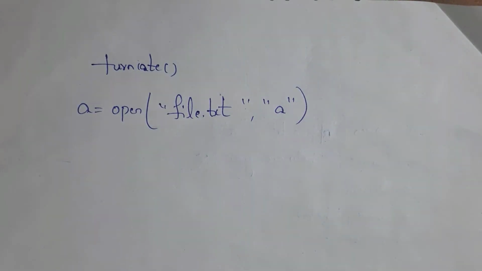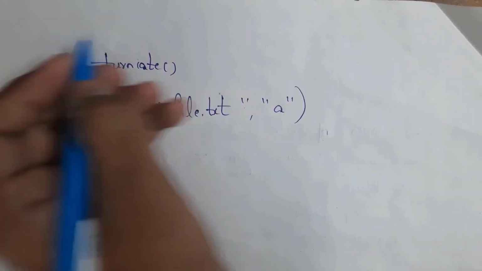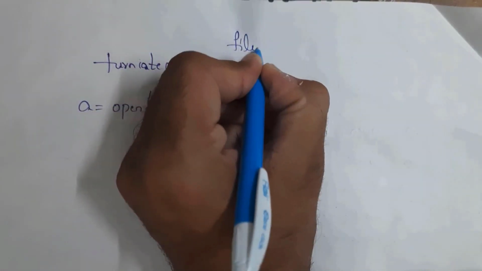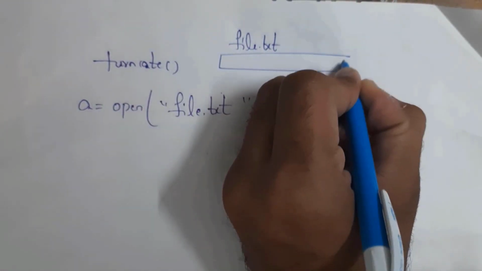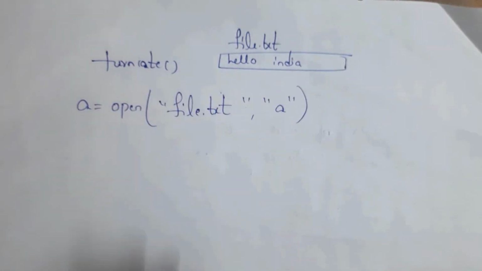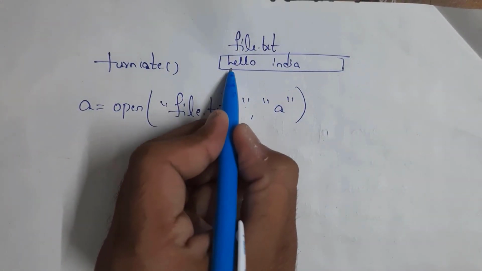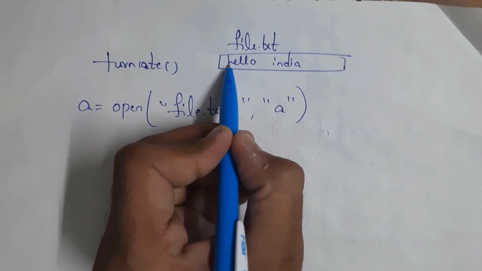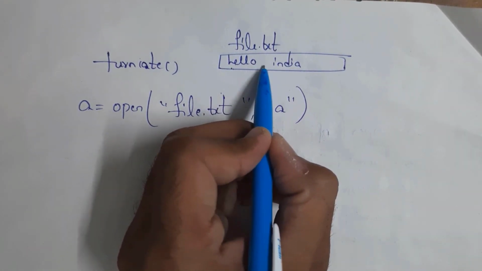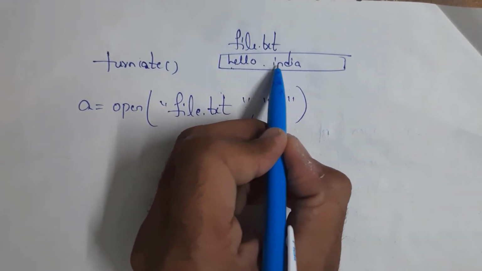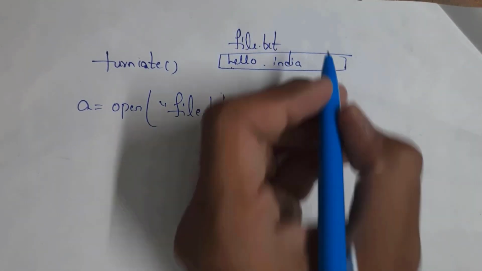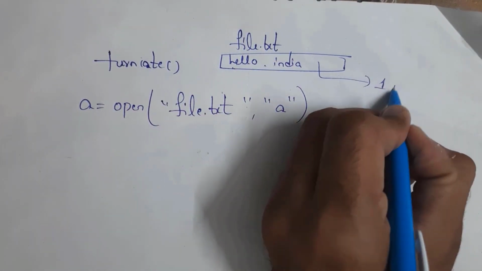Next I will explain what is the use of the truncate method. The truncate method is used to change file size. For example, my text file name is file.txt, and this text file contains data, that is hello India. Guys, just remember that each character will occupy 1 byte of memory. So in total there are 1, 2, 3, 4, 5, space is 1 byte, that is 6, 7, 8, 9, 10, 11. In total there are 11 bytes. So this file will occupy 11 bytes of memory.